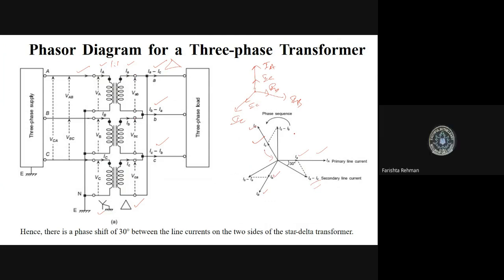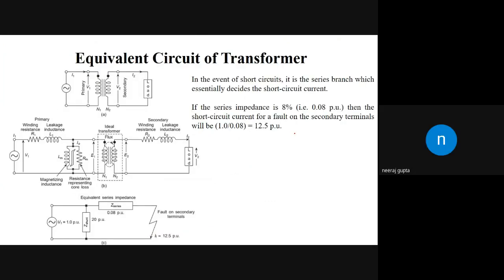Yes, sir. Okay. Now, if you take the case of the equivalent circuit of the transformer, there is one more observation we can see. This is actually the magnetizing branch of the transformer that you already know, and this is the series impedance of the transformer. Since the series impedance is very small compared to the shunt impedance, and as you know, the current has a tendency to move to the low resistance side, we can say that it is the series impedance which decides the short circuit current.